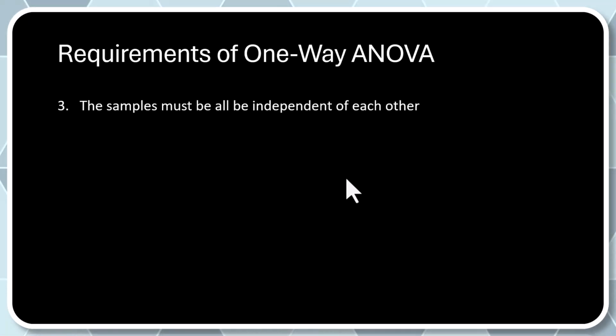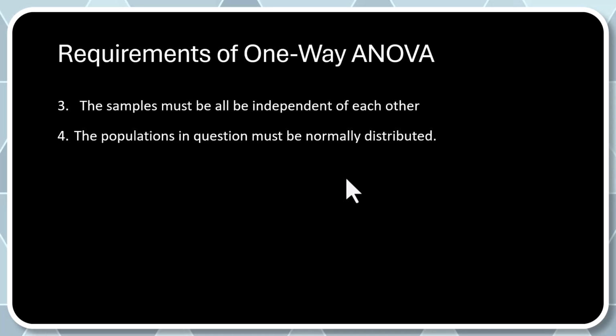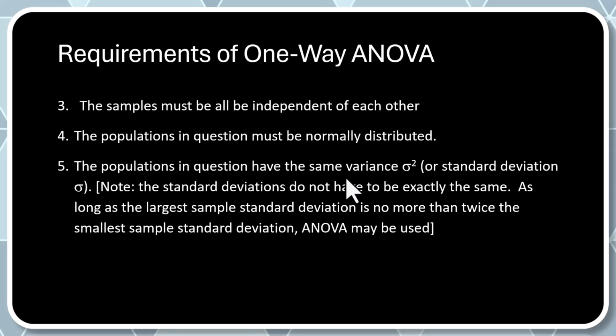So the requirements that we have not yet covered, there's a few more. One is that all the samples have to be independent of each other. Another requirement is that the populations in question must be normally distributed. And last but not least, this is the trickiest and hairiest one to test: the populations in question have to have the same variance sigma squared, or the same standard deviation sigma.